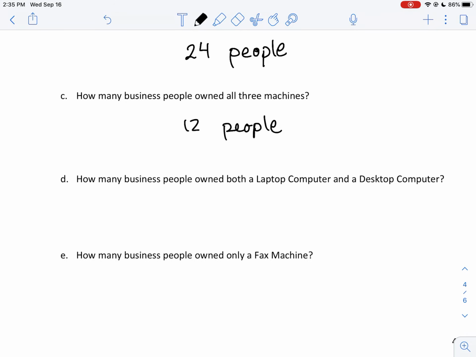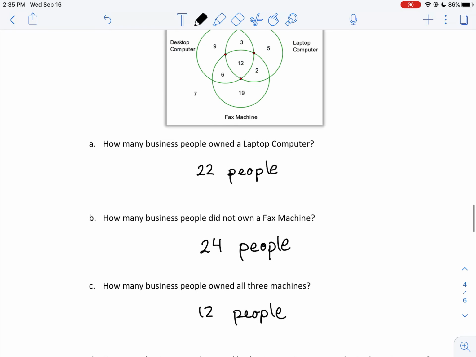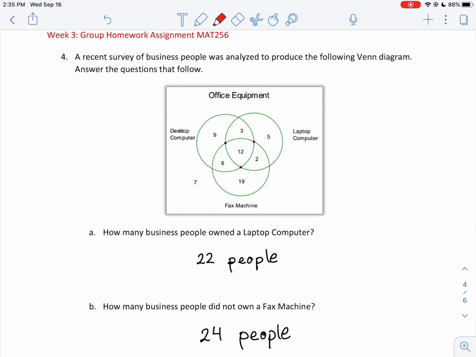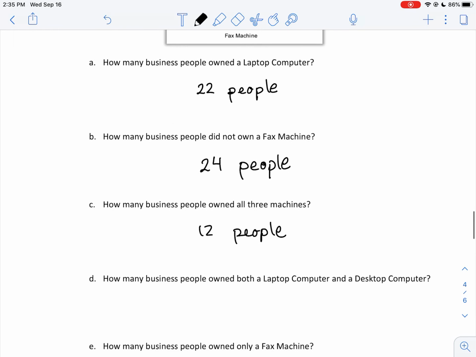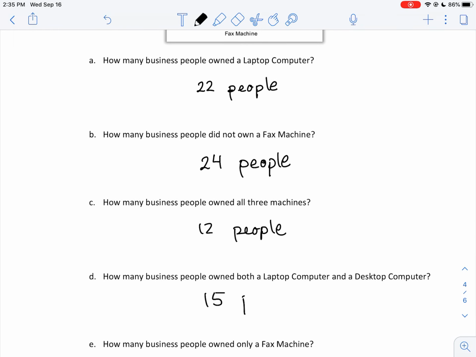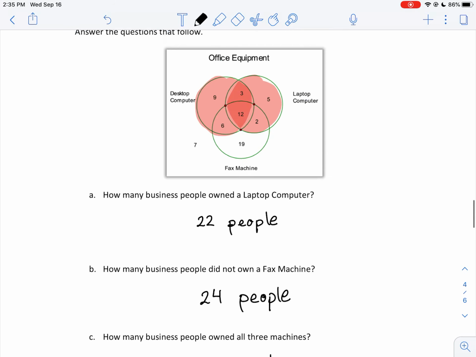How many business people owned both a laptop computer and a desktop computer? So laptop computer is this circle. Desktop computer is this circle. And whatever got shaded twice are the people who own both. So there's 12 people who also have a fax machine, as well as a laptop and desktop computer. And then there's 3 people who have a laptop and desktop but don't have a fax machine. So that makes for a total of 15 people that have both a laptop and a desktop. 15 people.